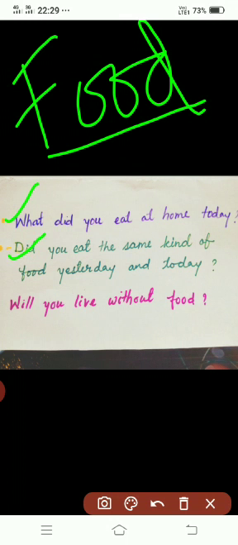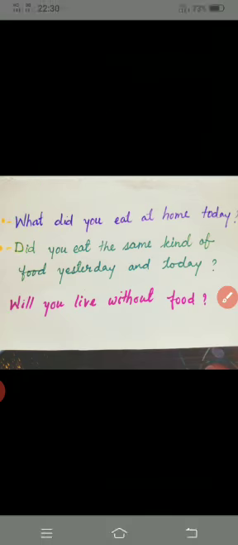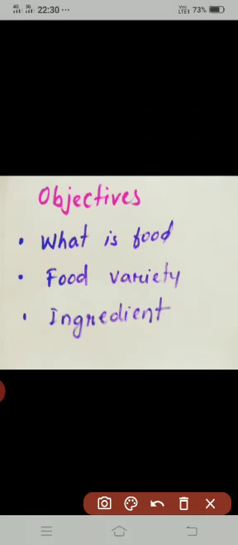Second one, did you eat the same kind of food yesterday and today? Many of you will say no, because none of us like to have the same type of food every day. And last one, will you live without food? No, we cannot live without food.